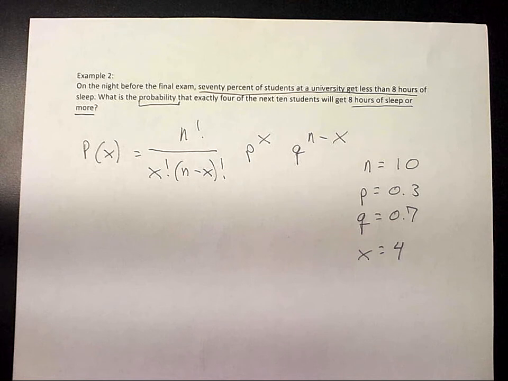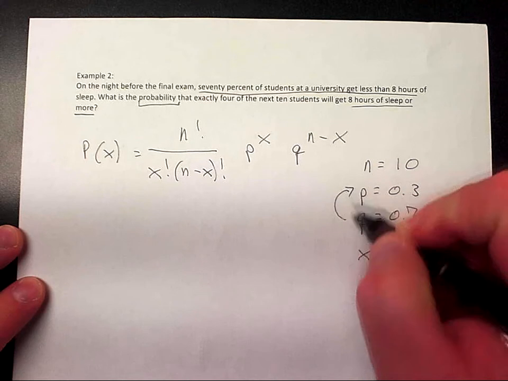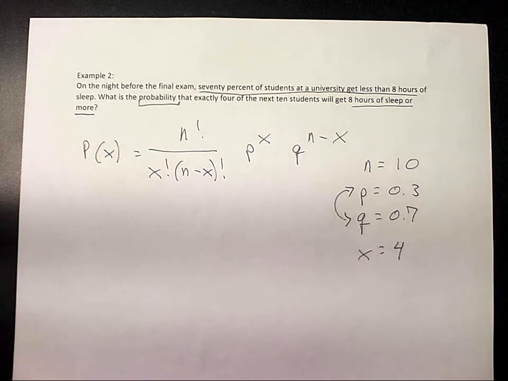A very, very common mistake is that they give you the percentage of one thing, and then they ask you to find the probability that the opposite thing happens. But you use the percentage that they gave you as the percentage of success. Another way of saying that is, they gave you 0.7, so if you put 0.7 up here for P instead of for Q, right? Then you're just doing the exact opposite thing.